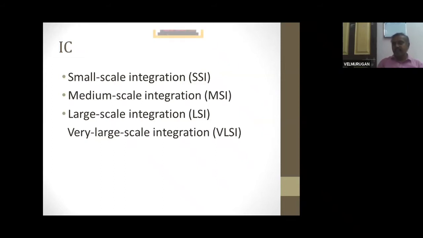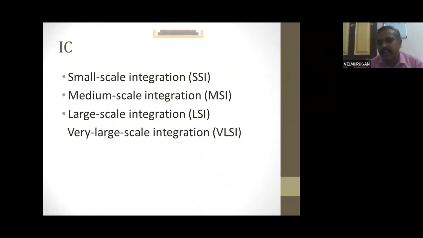Very large scale is more than 1 lakh transistors, where MOSFET, NMOS, PMOS are used. This depends on how many ICs, how many IC packages you are using. These are the 4 types of classifications. Clear, students? This is IC integrated circuit development: small, medium, large, very large. The number of components in the integrated circuit is implemented stage by stage.